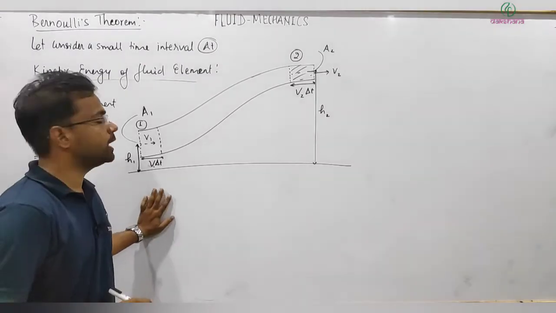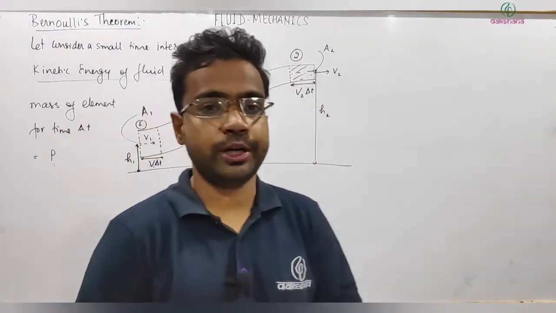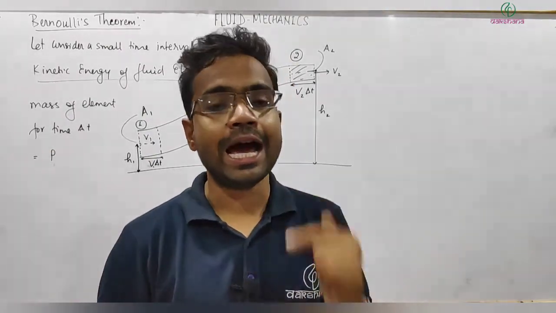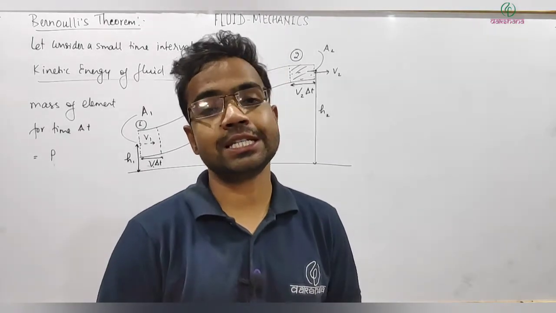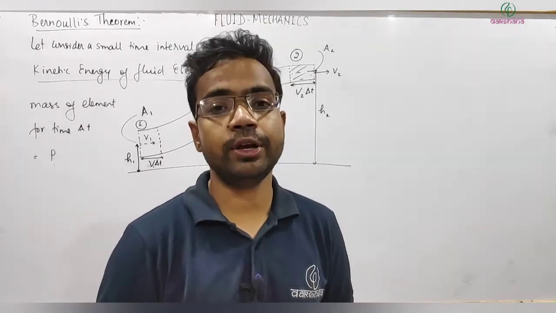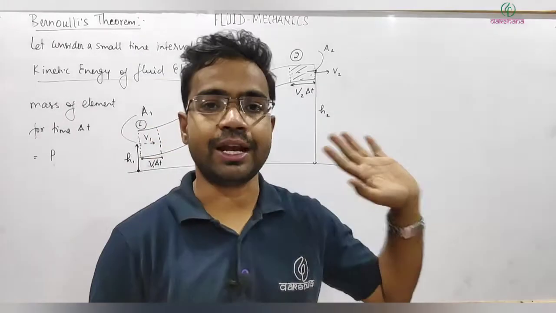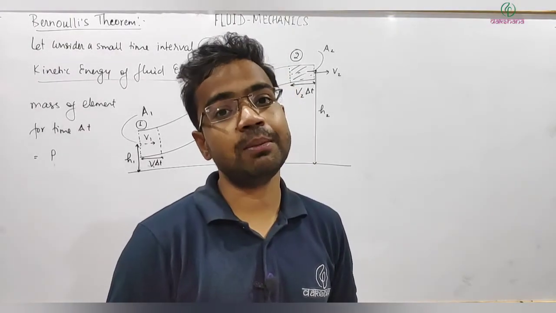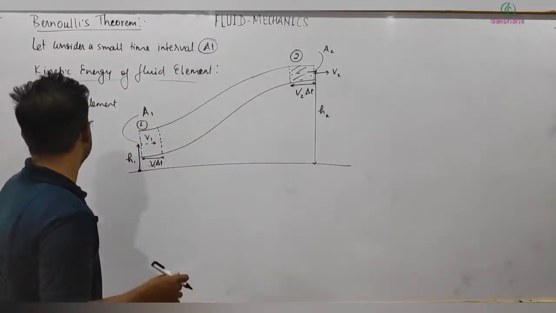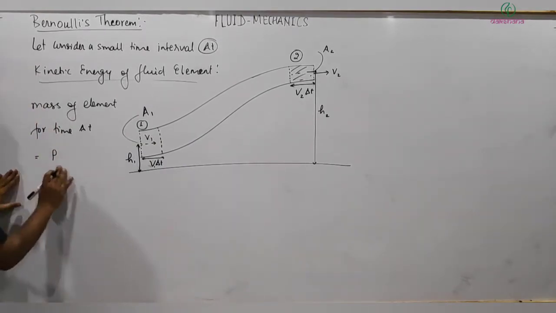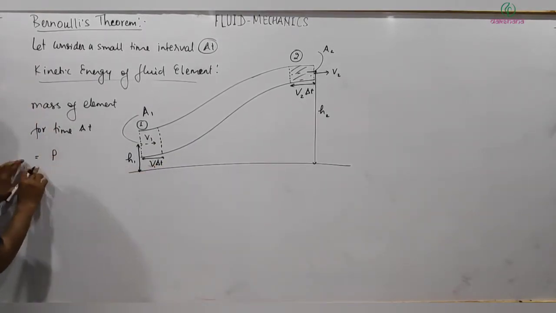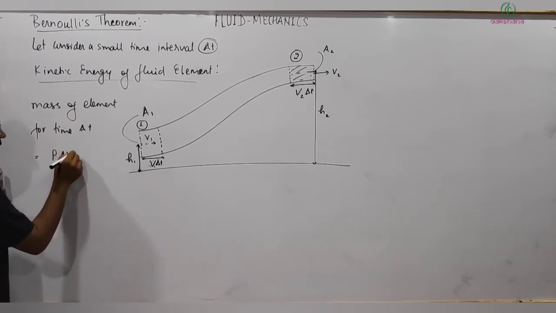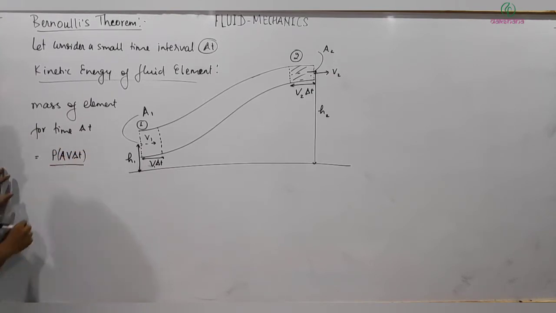I am considering here an incompressible fluid, and one more important point about Bernoulli's principle is that it is defined only for an ideal fluid. If the fluid is not ideal, a real fluid, then in that situation it is not valid properly and will not give you the proper result. It is also defined for streamline and ideal flow. I will write that condition for Bernoulli's principle later. So the mass of the element can be written as rho, the density, multiplied by volume. Volume will be A into V into delta T. This is the mass.